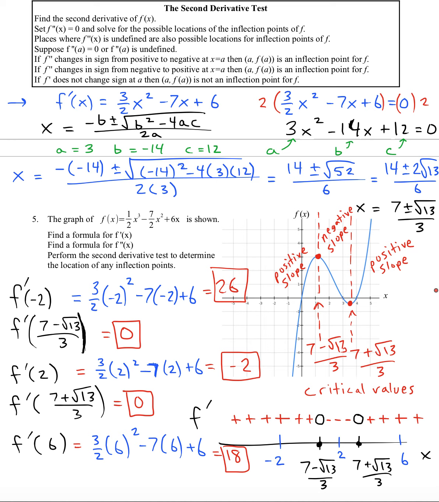Now, since the slope changes from positive to negative at this critical value here, that is proof that we have a local max there. And the fact that the derivative goes from negative to positive at this critical value, that proves that we have a local min at that point.